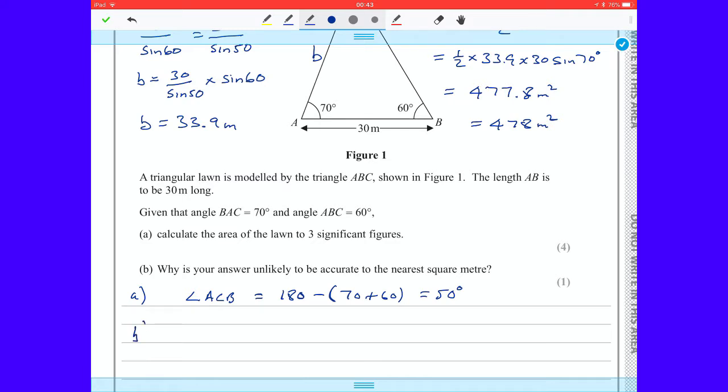So we can say for this, angles and side given to only two sig fig. So that's why it's unrealistic to expect your answer to be correct to three significant figures, or the nearest metre squared.